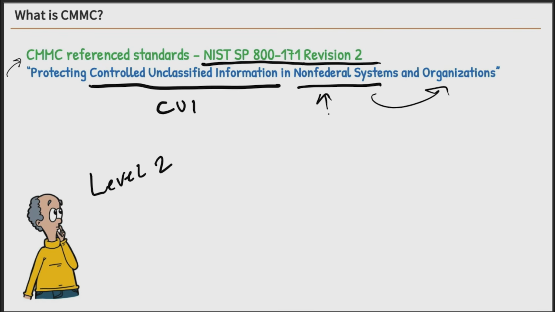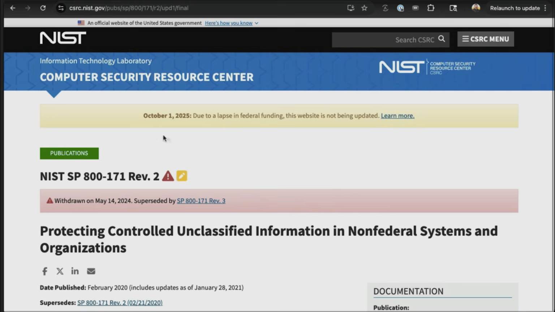So what we're talking about here is this standard. And here there's 110 different security controls you got to have in place. Okay? So 110 of those controls are in there. So I tell you what, let's go ahead and pull up the NIST 800-171 Rev 2 and take a look at it real quick.